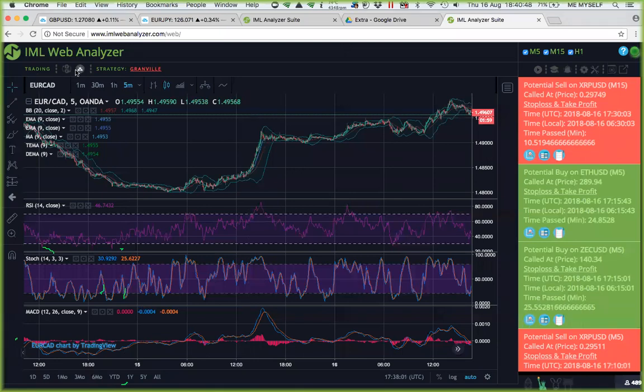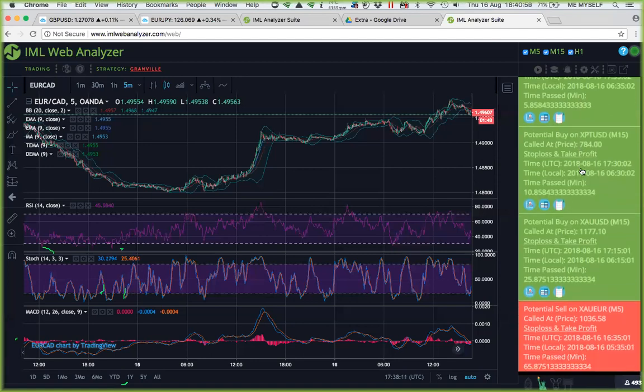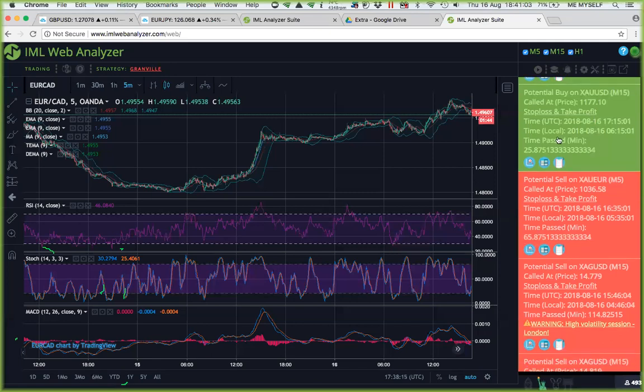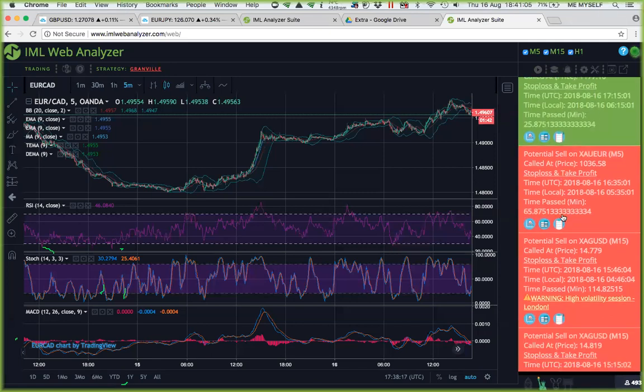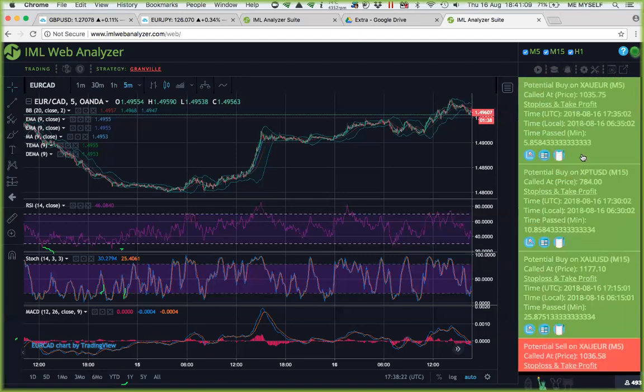Also, if you click next to that, there's a little icon there. I'm not quite sure what that icon represents, but if you click on that, you can trade things like gold here on the analyzer. So you've got calls for gold, you've got calls for silver, and some other metals as well. Okay.